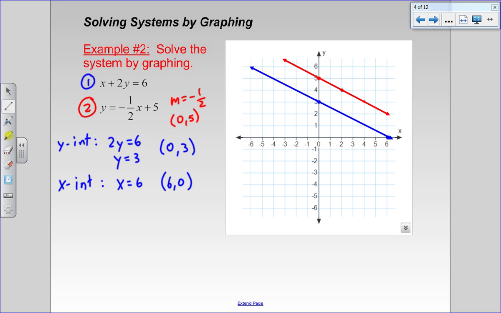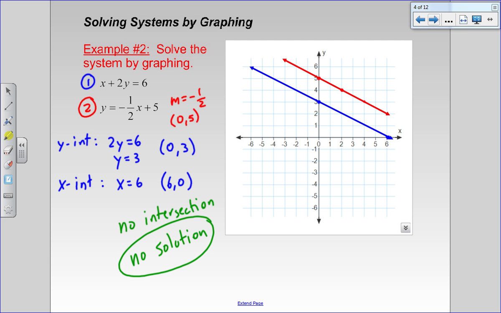Now as we inspect this graph, we can see that these two lines are parallel. They have the same slope, so they will never intersect. Since there is no intersection point, we would say there is no solution to this system of equations. There's no ordered pair that makes both equations true simultaneously.